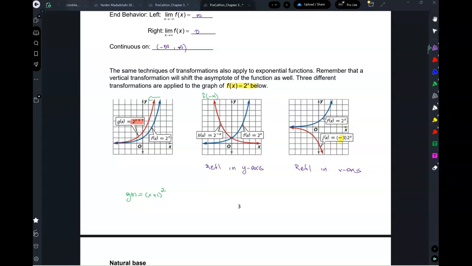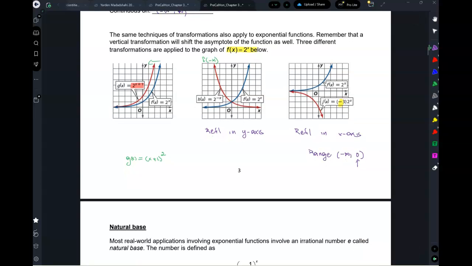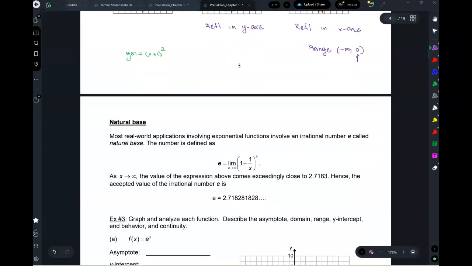So in this case, for the reflection in the x-axis, the range now would be negative infinity to 0, still that horizontal asymptote. Okay. Any number can be the base of an exponential function, 2, 3, 1/3, whatever, right? But also our favorite number, the natural base, e.